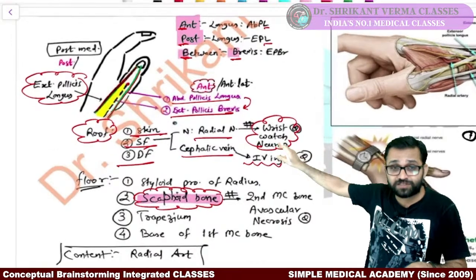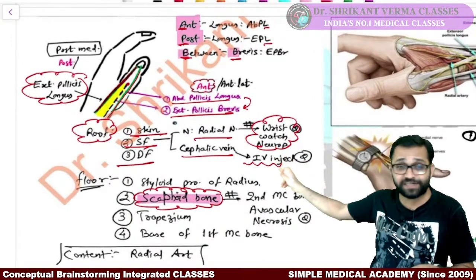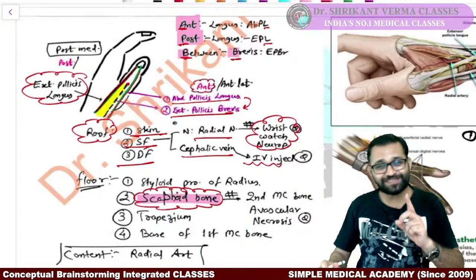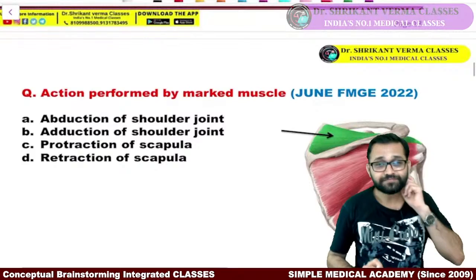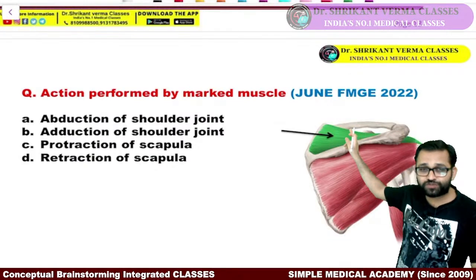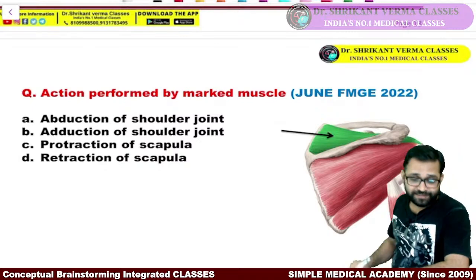So remember, this is a very important topic, directly or indirectly, because many clinical points are related with this anatomical snuffbox. Okay, so this was the question. Now see here, in June FMG 2022, another question from our upper limb part. Yes, so can you try?